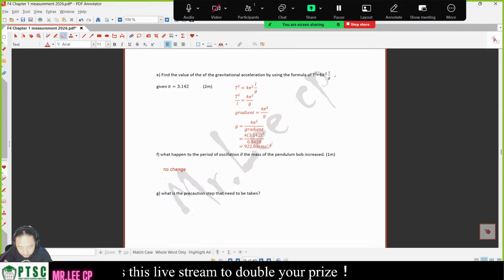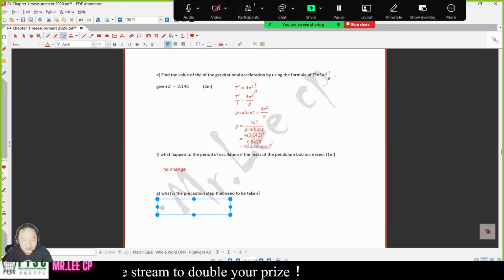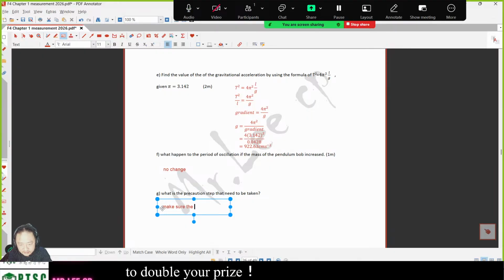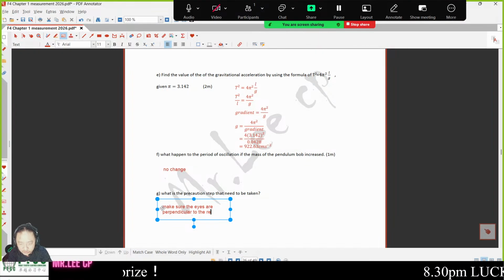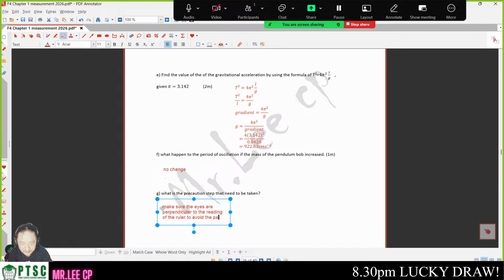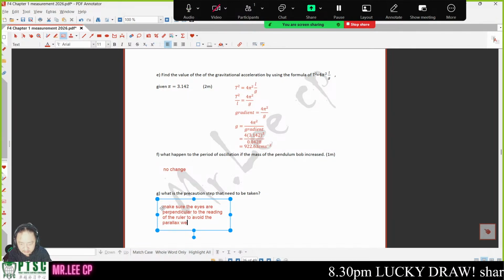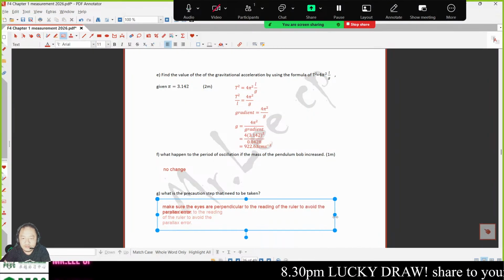Okay. What is the precaution step need to be taken here? So now, normally when you see this kind of question, you just say make sure the eyes are perpendicular to the reading of the ruler to avoid the parallax error. Okay, you write this. What does this one mean?